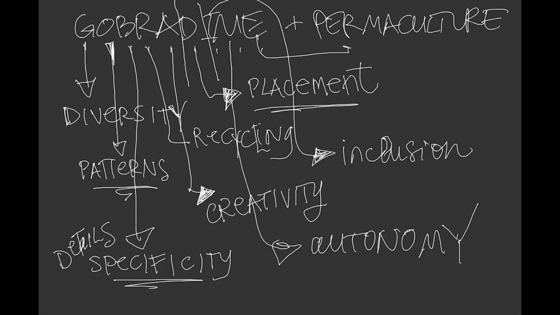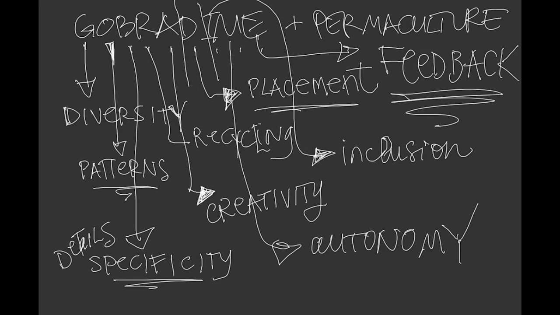So now our final step is the evaluation step. It's not final, it's just the end of the first cycle, right? So the evaluation step is all about feedback. Accept and respond to feedback. Nature will tell you when something isn't working. Your neighbors will tell you when something isn't working. The evaluation phase is all about feedback. So you can see each of these steps in the GOBRADIME design process is directly connected to one of the fundamental core principles of permaculture.